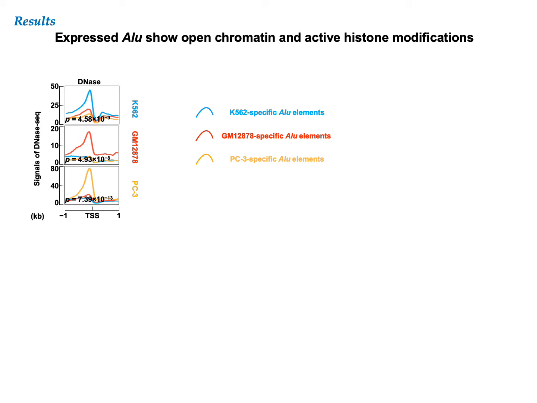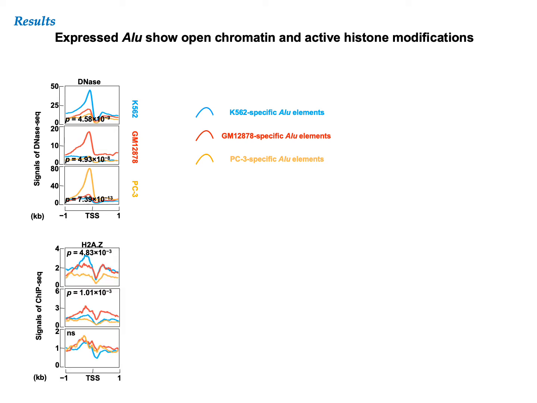We next examined chromatin accessibility using DNase-seq data in these 3 cell lines, as shown by the 3 panels. The three colored curves indicate the Alu elements specifically expressed in each cell line. The top panel indicates that the Alu elements specifically expressed in K562 showed the highest average DNase signal in K562, much higher than the Alu elements specifically expressed in the other two cell lines.